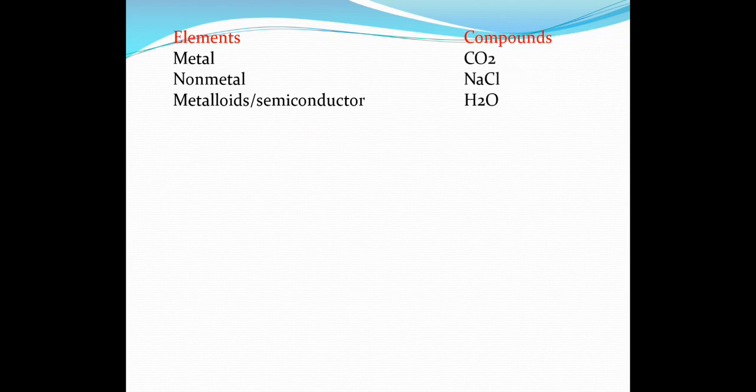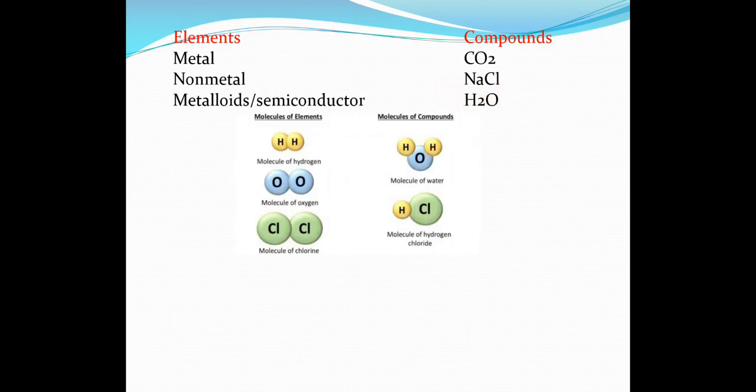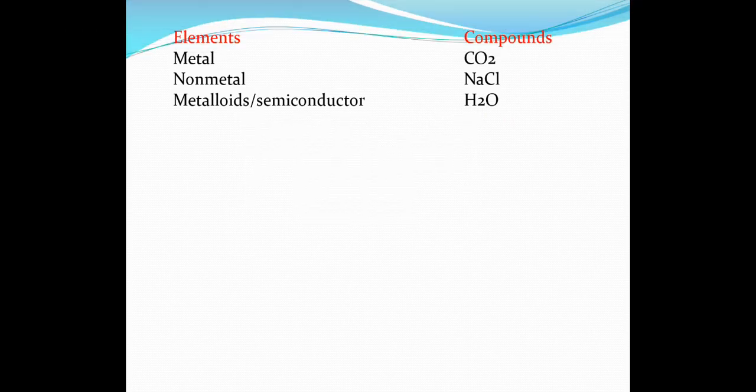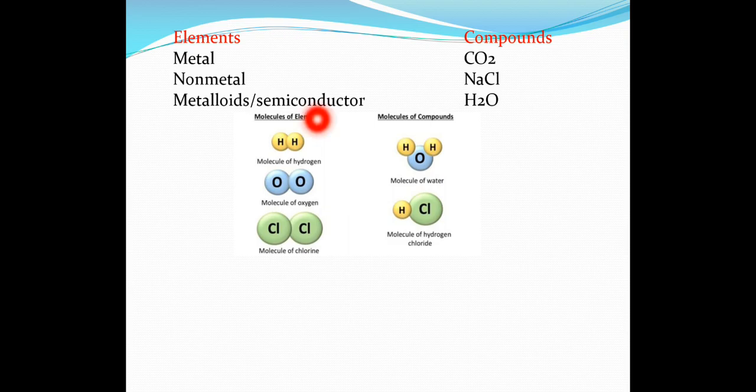Compounds consist of two or more types of elements combined together in a definite proportion. So like CO2, here you have two kinds of atoms, one is carbon, one is oxygen. Similarly, NaCl, you have two kinds of atoms, one is sodium, one is chlorine. By picture also you can understand this. If you see here, these are molecules of hydrogen. Only hydrogen type of atom you will have here. Here you will have only oxygen type of atom. Here you will have only chlorine type of atom.